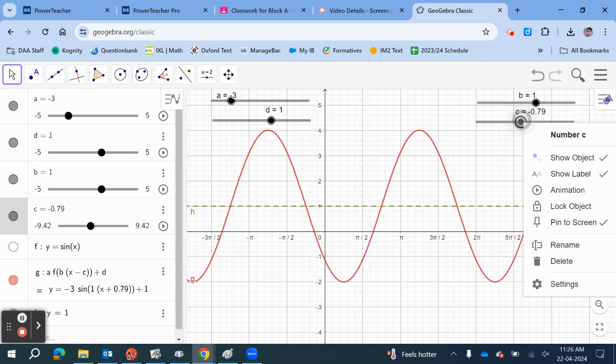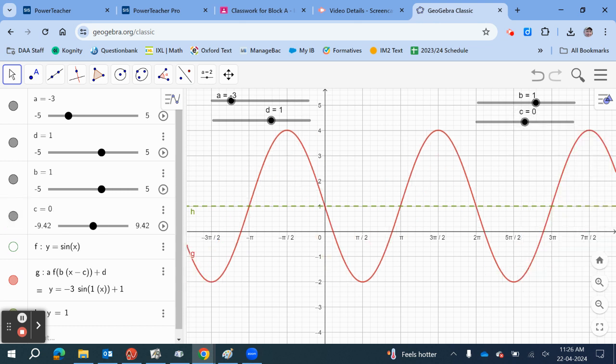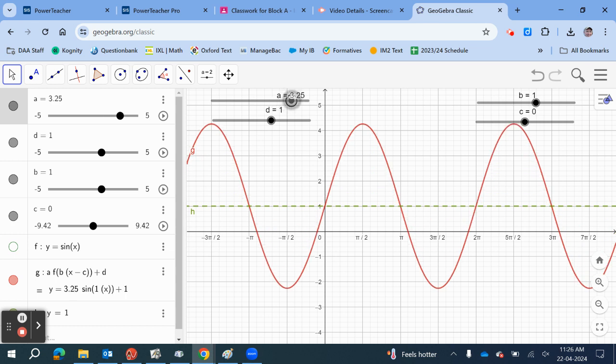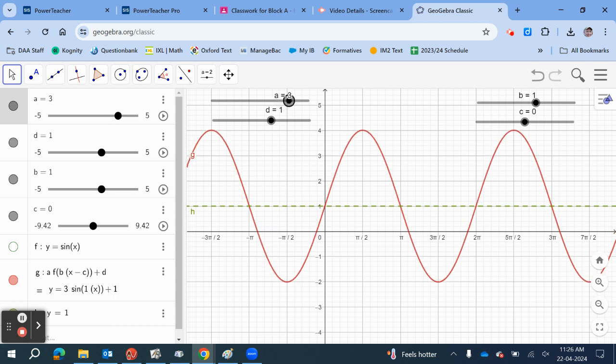Let me see if I can show this. We notice that the peak of the curve here, the maximum, is at pi over 2. To make it nice and simple, we notice that this maximum value here is at pi over 2. If I make C pi over 2, where will that maximum move to?